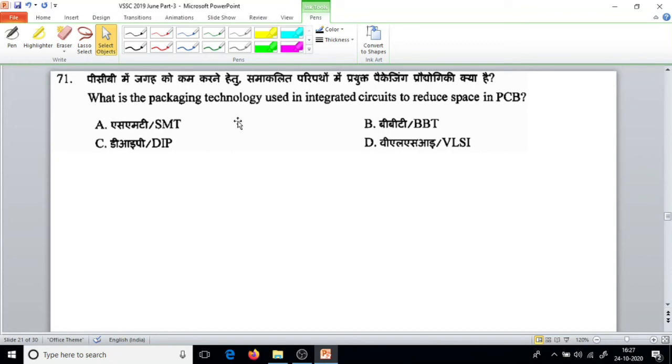Question number 71. What is the packaging technology used in integrated circuits to reduce space in PCB? Nowadays you might have seen many new PCs or phones and many LED TV, LCD TV, all those come with small miniature components, that is the SMD technology. The answer is option A, surface mount technology. This is the packaging technology. DIP is dual inline package. This is the older one. Now also we are using it as per the requirement.